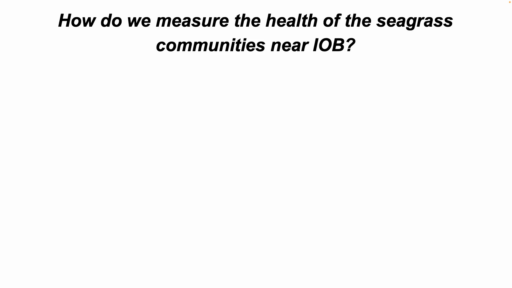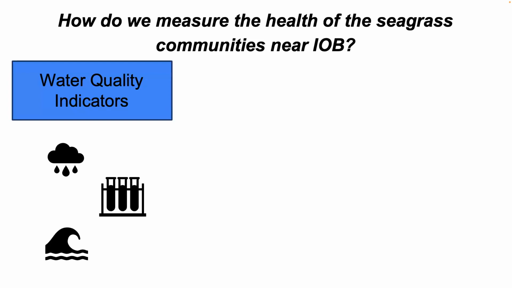And to answer this question, we decided to look at 3 different kinds of large parameters. The first being water quality indicators, things like temperature, pH, salinity, things that we know are main biological drivers for seagrass distribution in the natural environment.